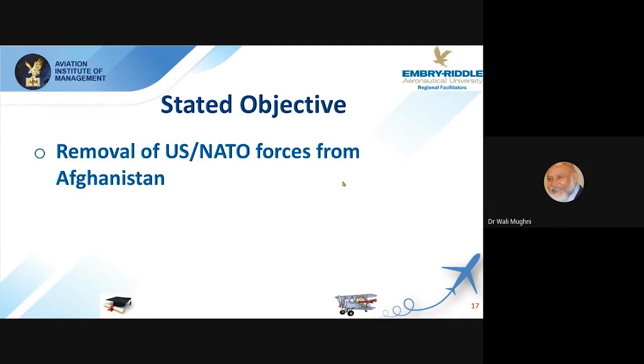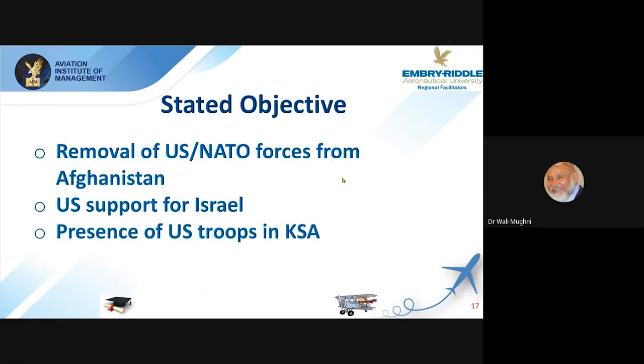So they said, we can do this and harm you. And the second thing was that U.S. support for Israel should stop. Again, this was one of the objectives. And the third was the presence of U.S. troops in KSA. And of course, there are some other things like Iraq and other things that they had mentioned. These were some of the major objectives that were stated as the objectives of Al-Qaeda.